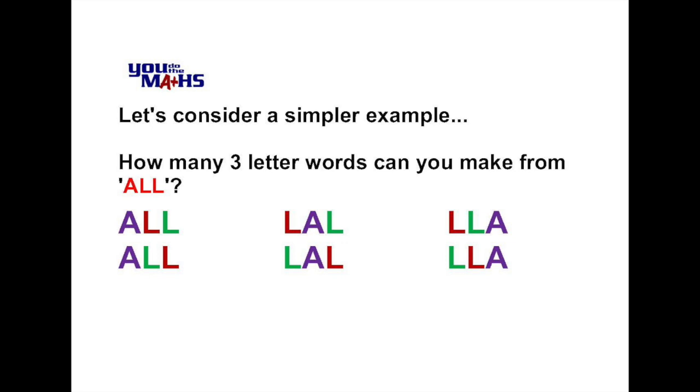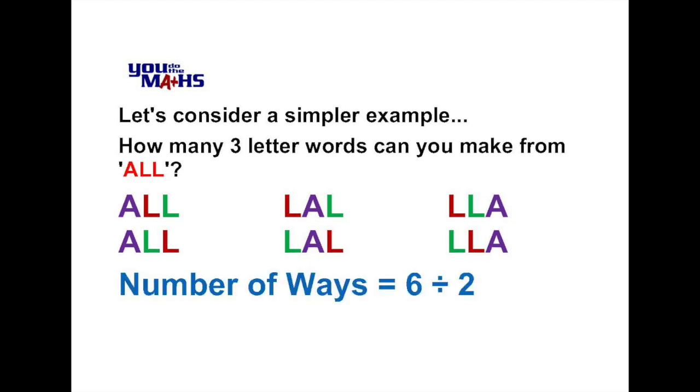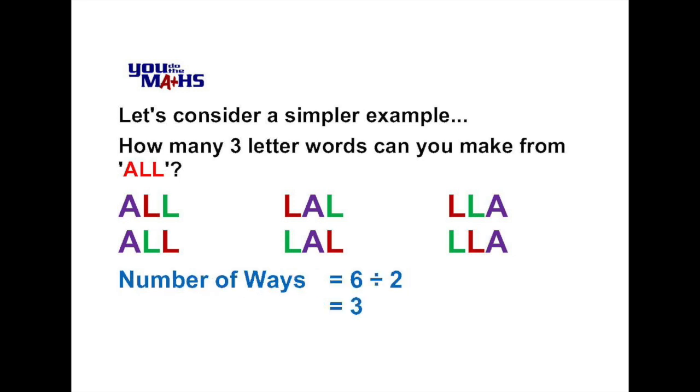Let's have a look at the 2 cases on the left-hand side where we've got the word "all" with 1 L in brown and 1 L in green. By swapping the L's over, we still end up with exactly the same word. So instead of getting 3 factorial words, which is 6, we've actually only got 3 unique words. A way to calculate this would be to say 6 divided by 2, and of course that comes to 3.